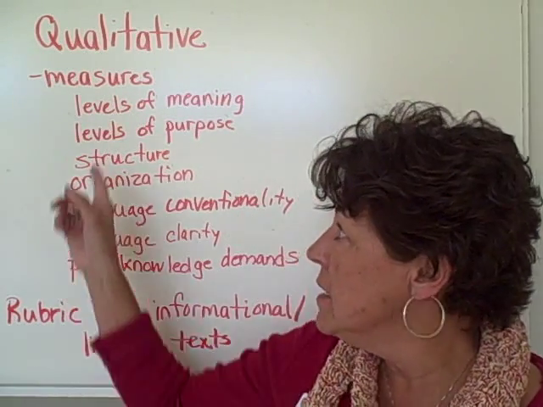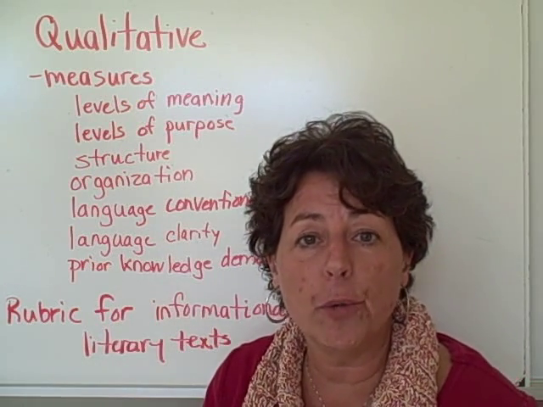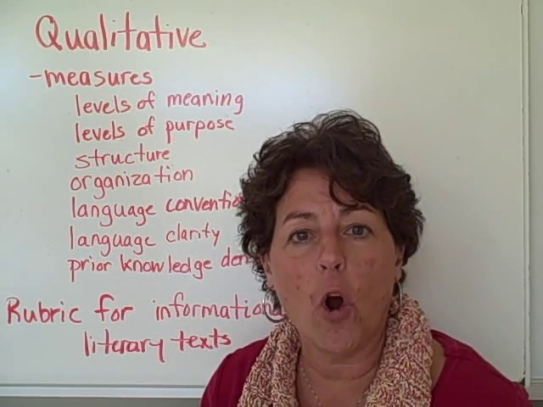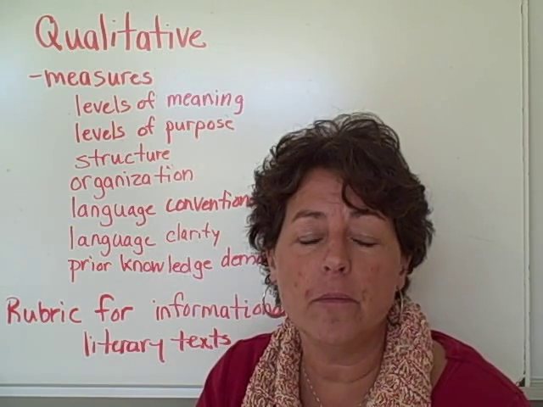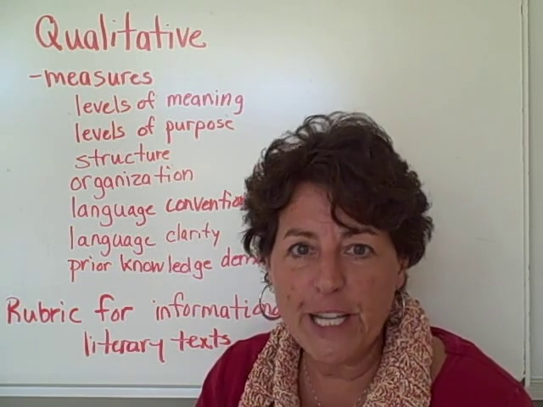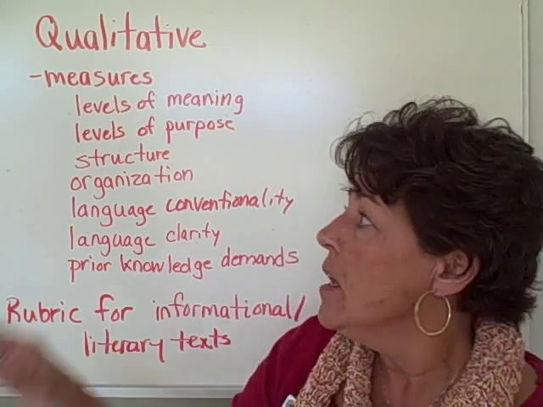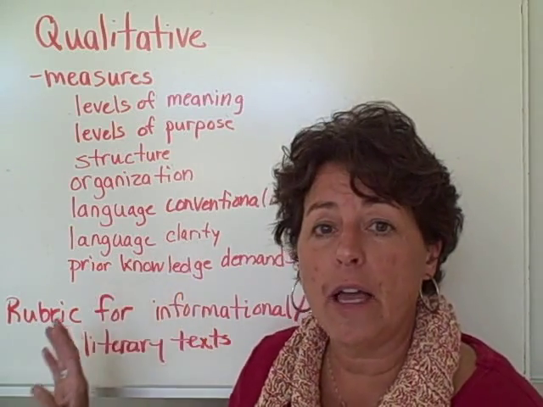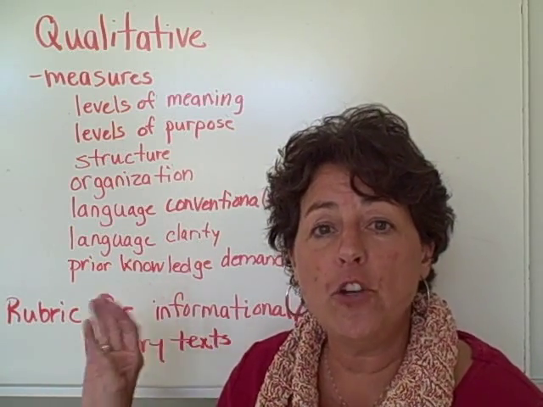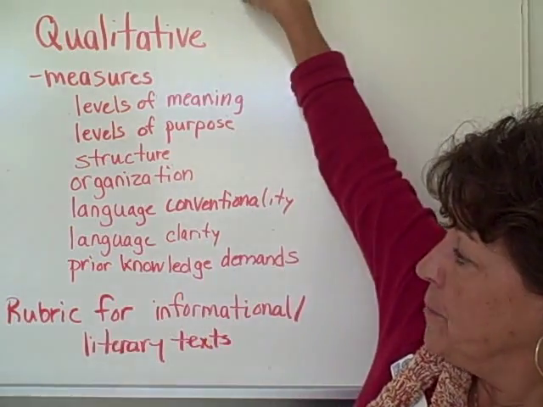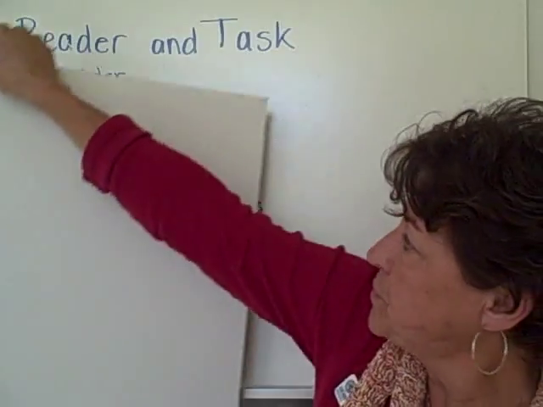So you would look at these things using that rubric. There are several rubrics, but they're all similar. I've placed a couple in the Edmodo text complexity folder for you to look at. After we take a look at the quantitative and the qualitative, then you're going to look at reader and task.